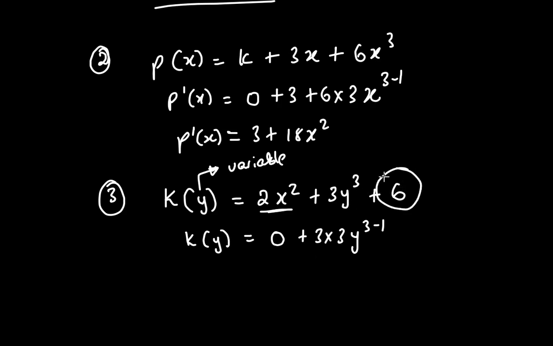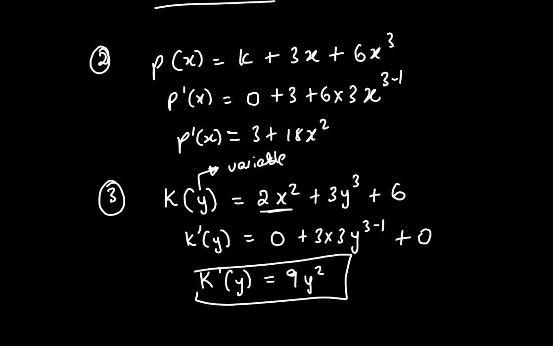What about here? We have a number. The derivative of a number would be what? Would be 0. Oops, remember, you should say derivative. Okay? F prime. K prime. So k prime of y would be equal to 9y squared there. Okay? So that would be the derivative.